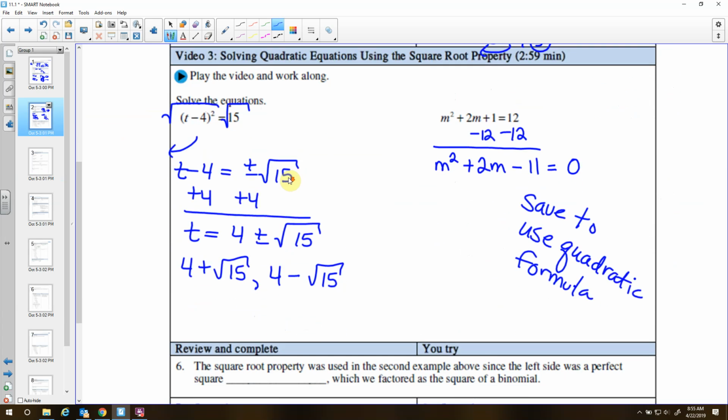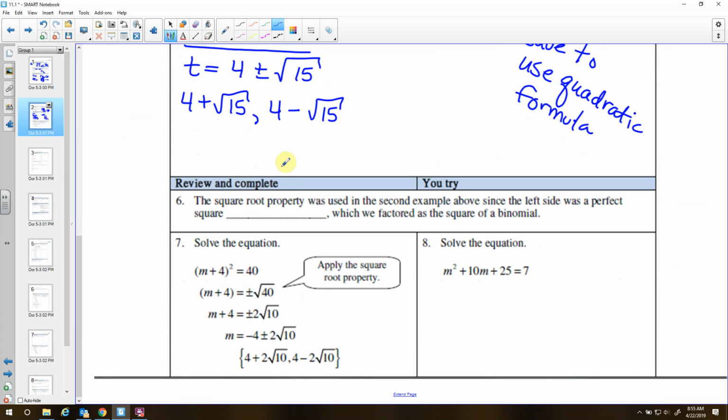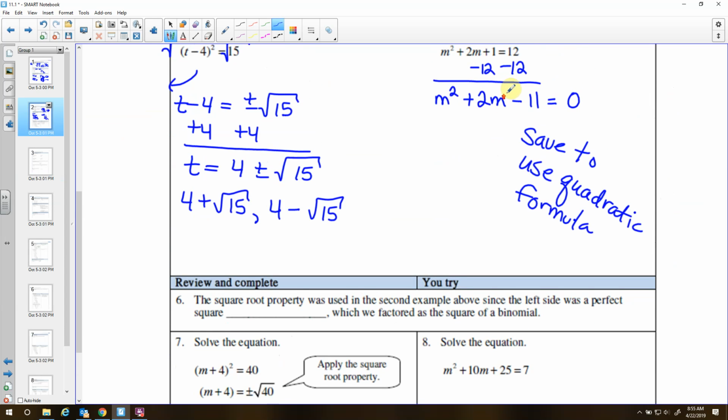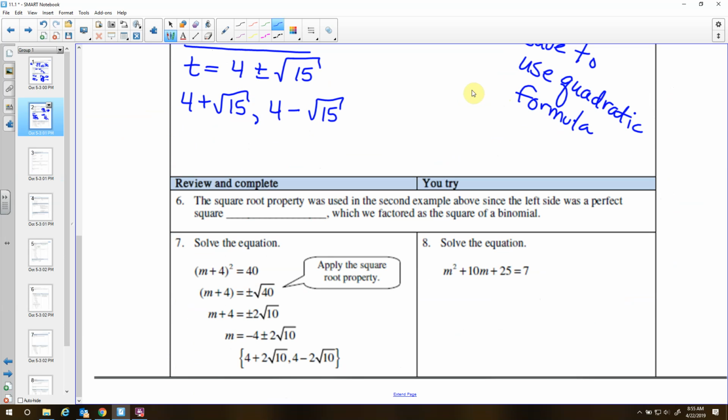Let's look down at the bottom of this page. All right, let's do this one. If I didn't want to use the quadratic formula, if I really want to be forced to use the square root property, if I leave it like this, and we're going to learn a couple of different ways to solve these. So on this one, you see how they factored, and they've got m plus 4 squared equals 40 on the left side. Well, factors of 25 that add up to 10 are 5. So that would be m plus 5 equals 7. So that's really m plus 5 squared equals 7.